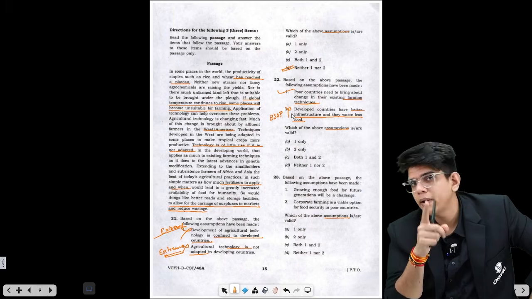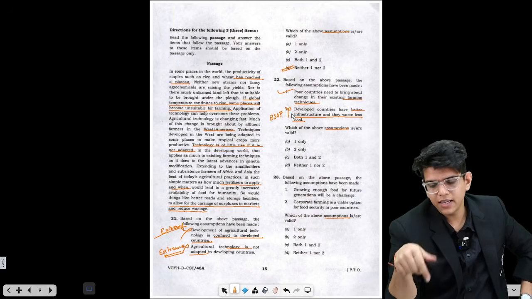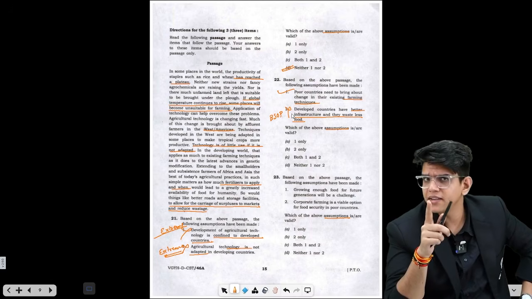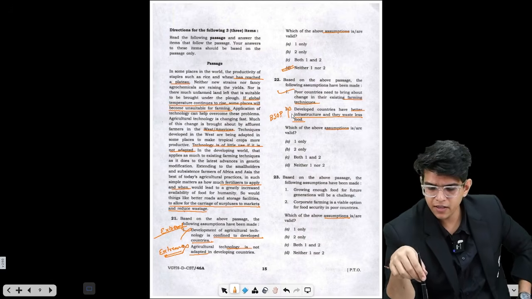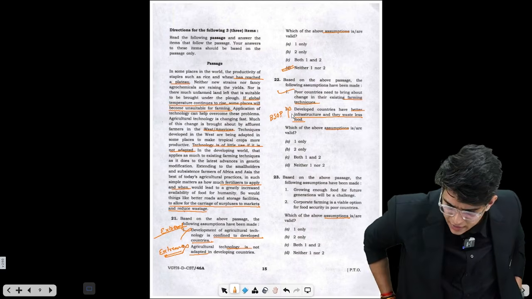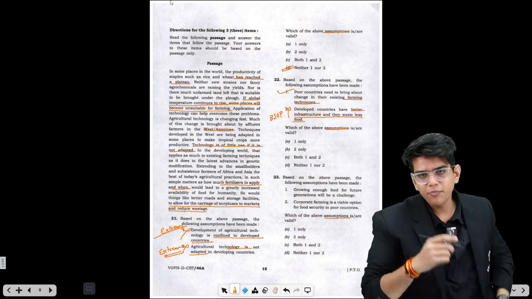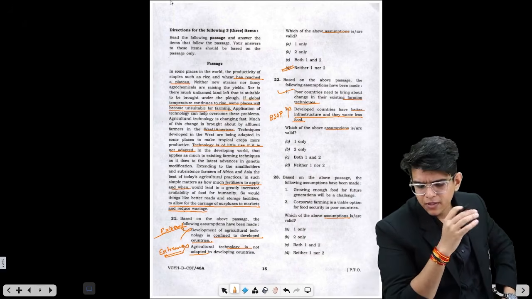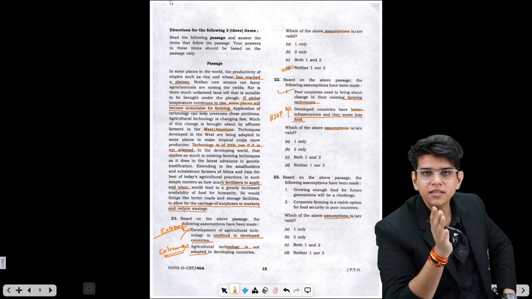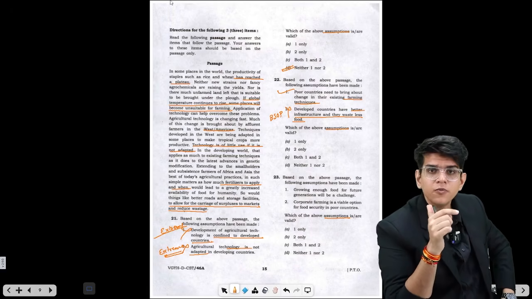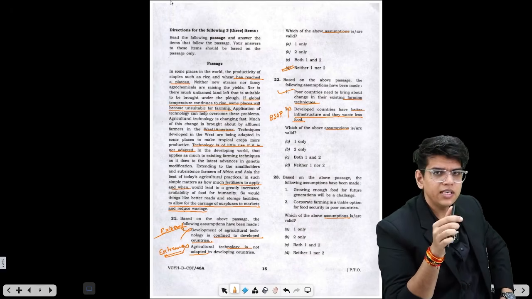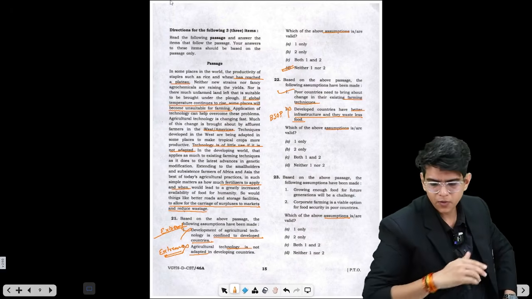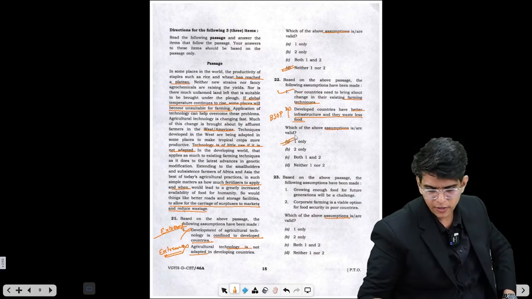This is your bias. You can't tick this option unless it is clearly stated in the passage or hinted at from the passage. They have not given you any hint that the developed countries have better infrastructure and they waste less food. Even if infrastructurally I can say there are some points in the passage, wastage of food, if you see, people in the West waste more food. Okay, so this is one only.